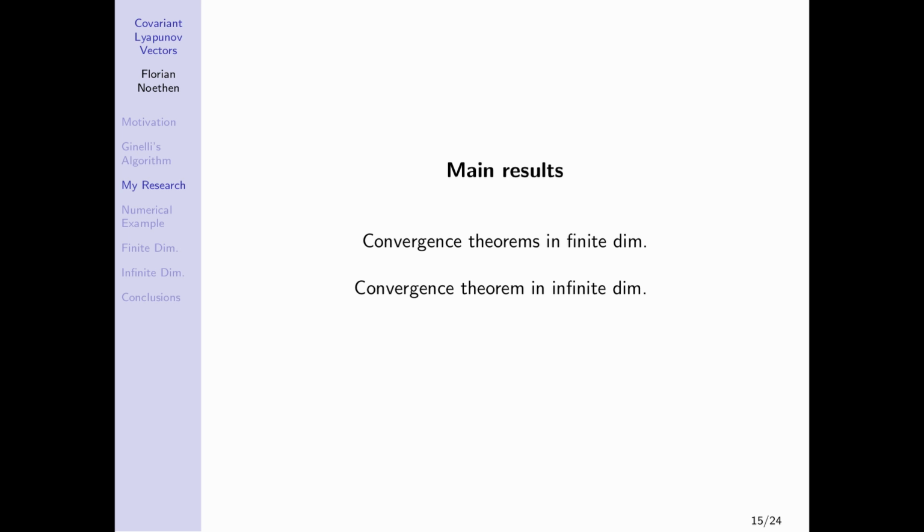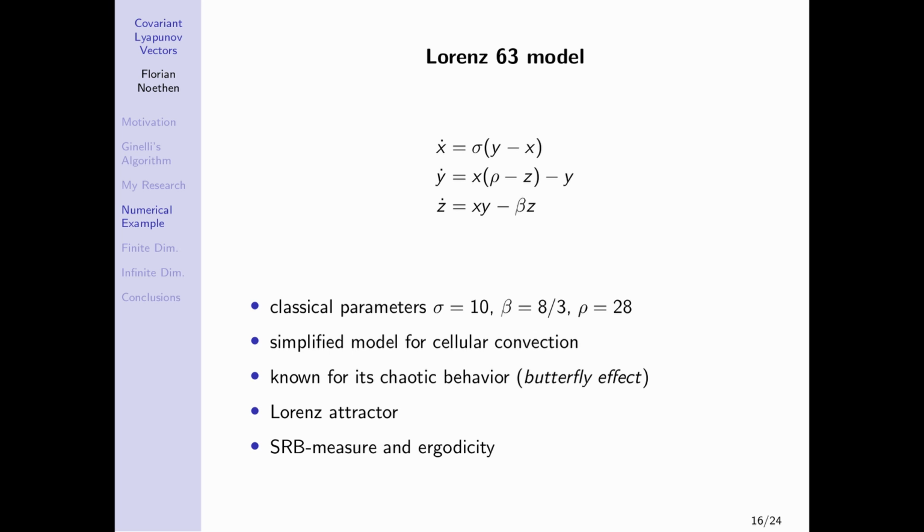that displays the convergence behavior of Ginelli's algorithm. As a test case, I chose the Lorenz 63 model with its classical parameters, which gives us a chaotic attractor. The attractor admits an SRB measure and has ergodicity, so the multiplicative ergodic theorem applies and gives us the existence and uniqueness of covariant Lyapunov vectors and Lyapunov exponents almost everywhere on the attractor. In particular, ergodicity implies that the Lyapunov exponents are constant almost everywhere on the attractor. So it really should not matter which kind of trajectory on the attractor we use to compute the Lyapunov exponents.